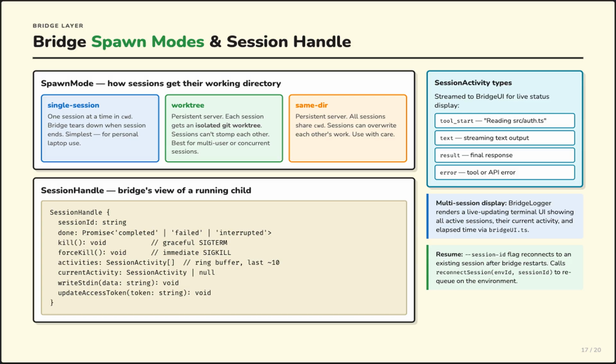The bridge supports 3 spawn modes. Single session is the simplest. 1 session at a time in the current directory. Bridge tears down when it ends. Worktree mode is the safest for multiple concurrent users. Each session gets an isolated Git worktree so they can't stomp each other's changes. Same dir mode lets all sessions share the current directory, which is faster, but means concurrent sessions can conflict.